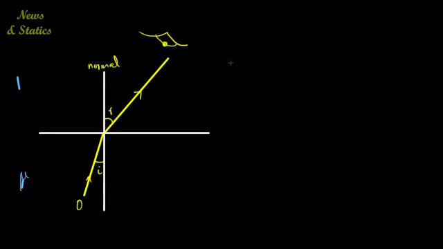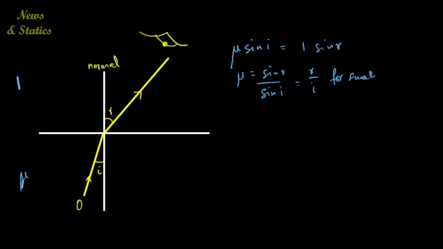Now by Snell's law, I know that mu into sine I is equal to 1 into sine R. And therefore mu is equal to sine R upon sine I, and that is equal to R upon I for small I and R. So when I is close to the normal, I and R are small, and therefore their sines are equal to the ratio of the angles. That's a very common concept. So we have this concept that mu is equal to R upon I.